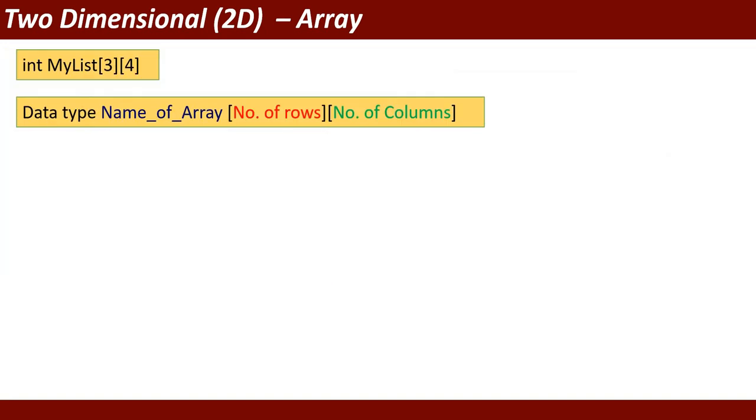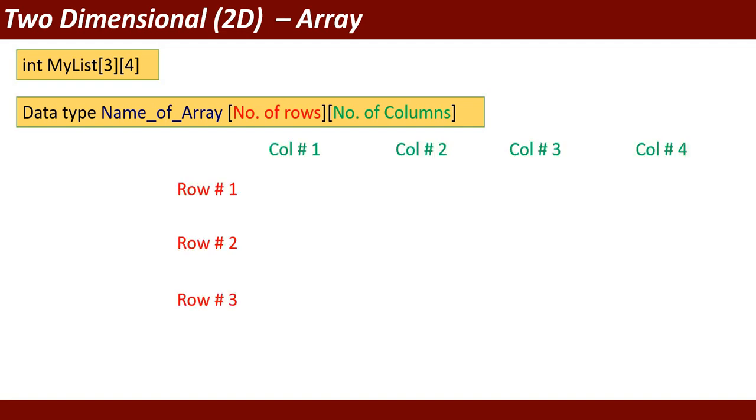And how will I declare this array? This is the syntax for how to declare a two-dimensional array. First of all, you write the data type and next the name of the array, and then square brackets with the number of rows and the number of columns.